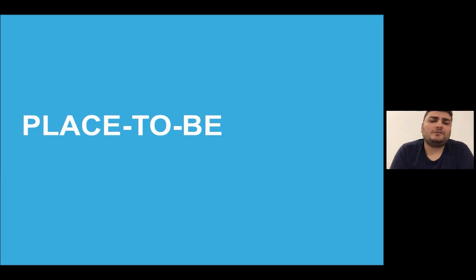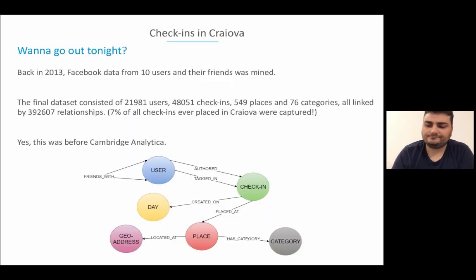Okay, so I'll go over the four scenarios that I've used Neo4j so far. I'm going to go over them chronologically. This is the first application that I wrote back in 2013. It's called Places to Be. It relates to check-ins on Facebook.